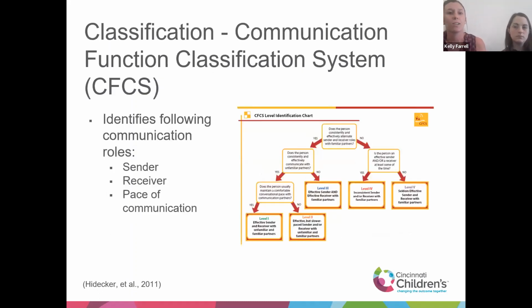And our last one, I think our speech friends might know a lot more about this than me, but there is a Communication Function Classification System. This is really identifying how they're sending and receiving communication, but also the pace that they're at. What I like about this is it's not just speech. They can be using an AAC device. And again, it consists of those 5 levels describing communication and their everyday abilities, as well as looking at familiar family members, but also unfamiliar environments as well.